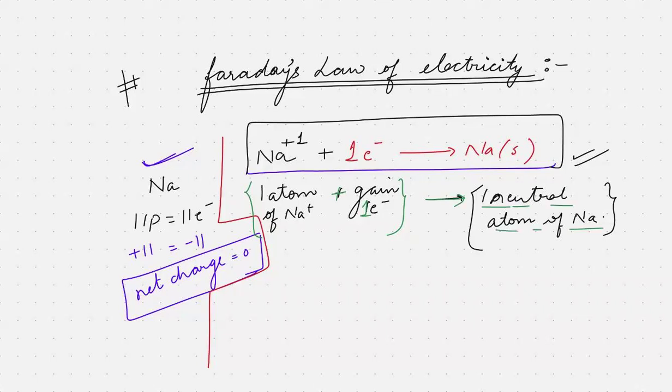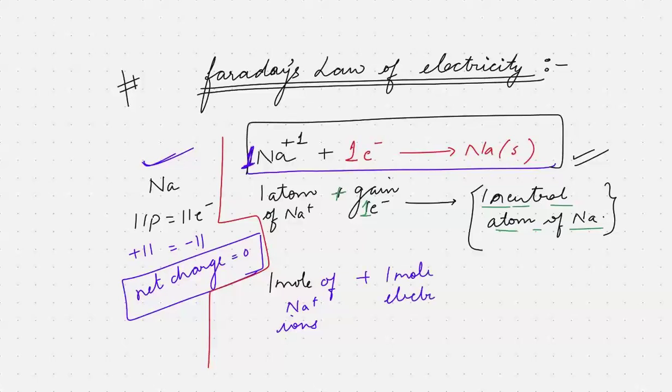Then you understand that another way of reading the same equation would be, one mole. Because if we have nothing written beside it, it is going to be that one coefficient. So one mole of Na plus ions will gain one mole of electrons to form one mole of sodium atoms. Am I right or not?